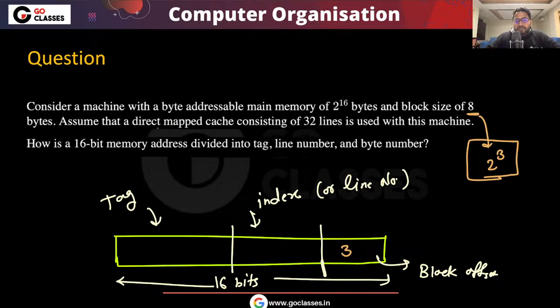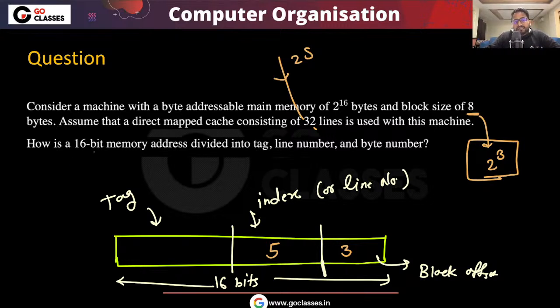And then they are again saying, assume the direct map cache consists of 32 lines. So the number of lines is given to you as 32, which means 2 power 5, right? 32 means 2 power 5. Since you write the line number here, you will be writing 5. So 5 bits will be taken by the line number.